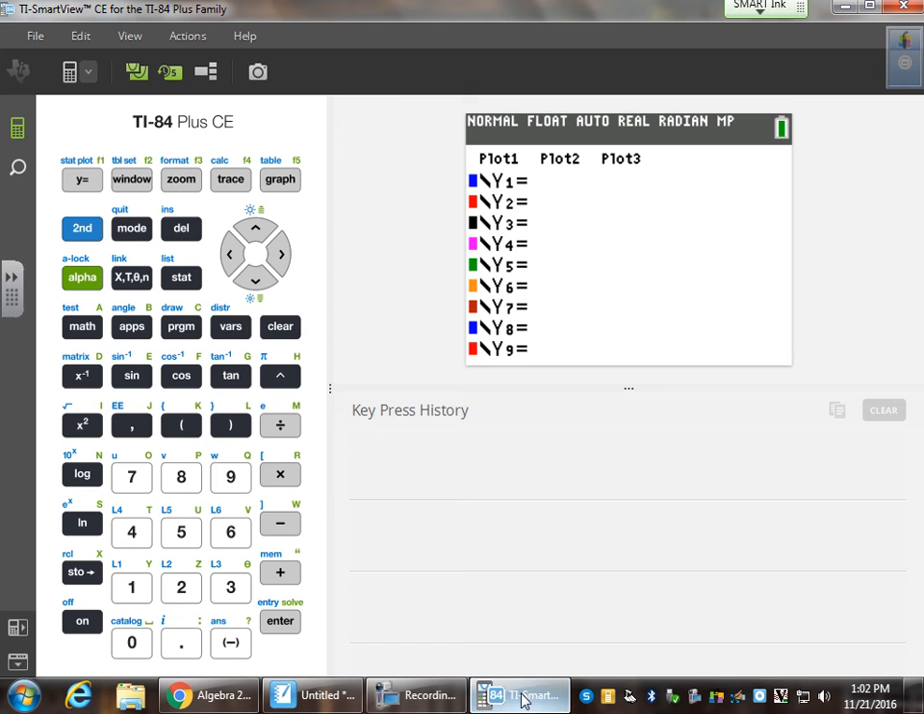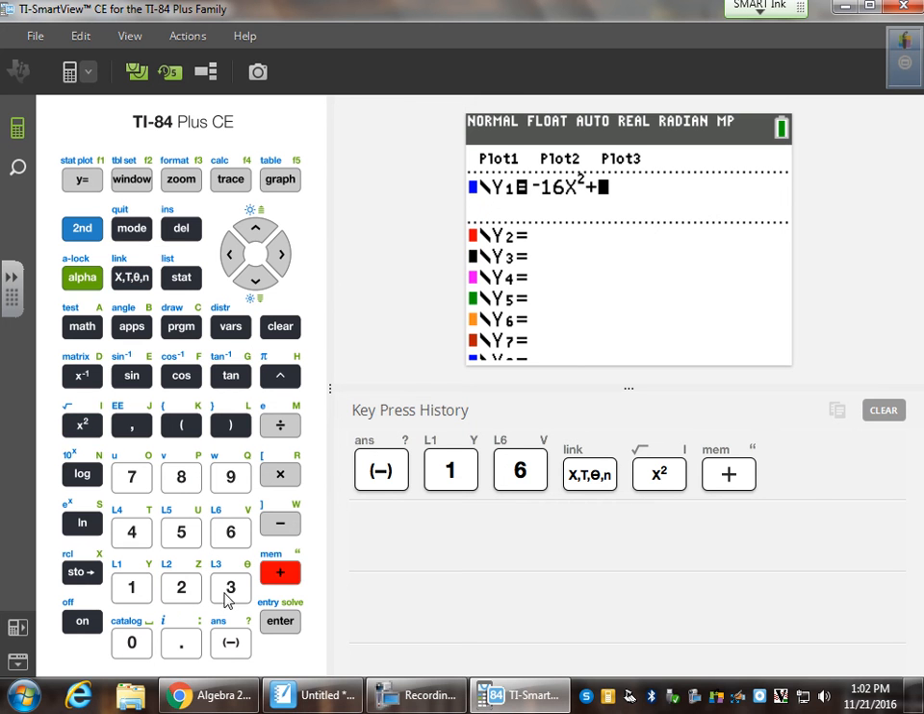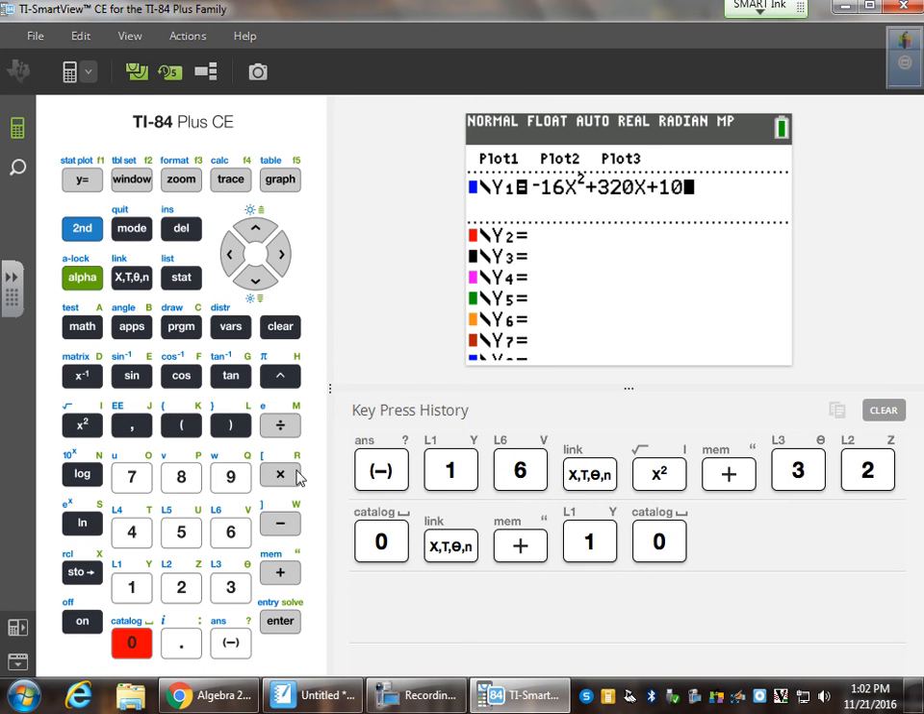So let's take out your graphing calculators, make sure it's all cleared out. We're going to type in negative 16x squared plus 320x plus 10. Now remember, this was already set equal to 0 because we had said, when does it hit the ground? So 0 equals this. Enter.